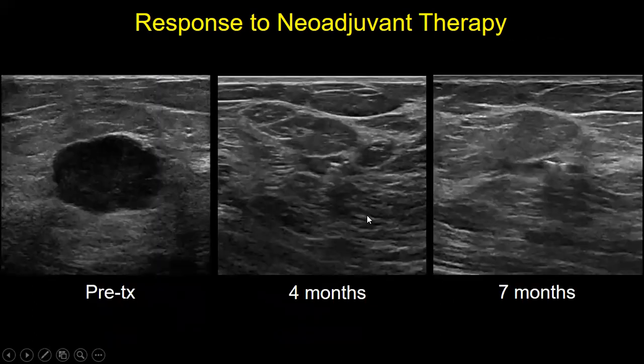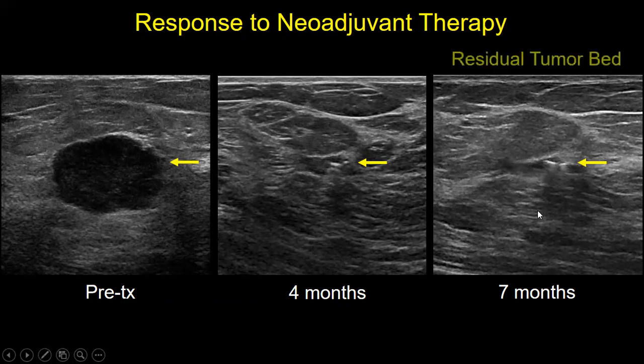This is the correlating ultrasound images showing you the mass, largely resolved with a little bit of a residual hypoechogenic region here, and associated with this, which is the echogenic focus, that is the biopsy clip. And then at 7 months, really not much of anything left. There is a flattened area of hypoechogenicity, which represents the residual tumor bed. And again, you know this is the region because of the echogenic focus. That is the biopsy marker clip.